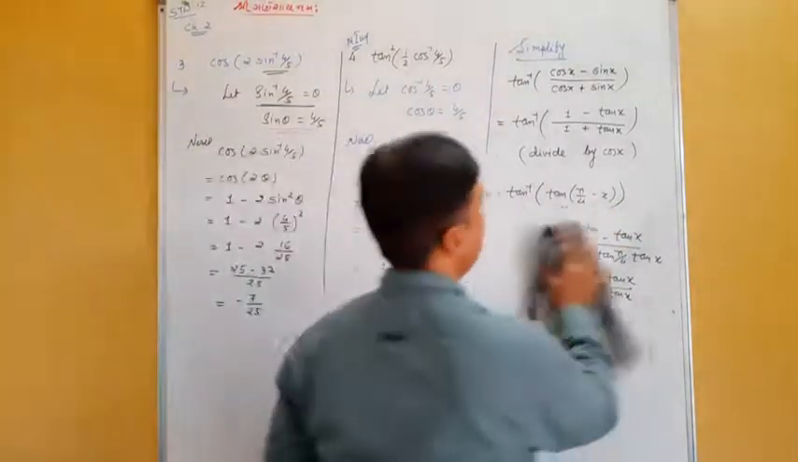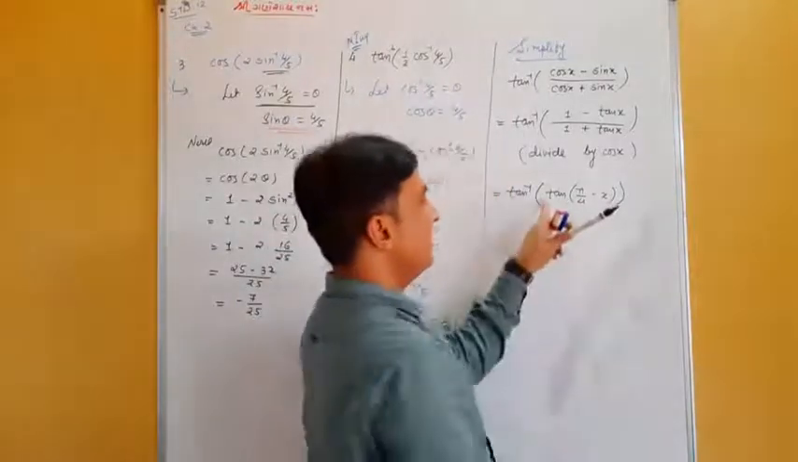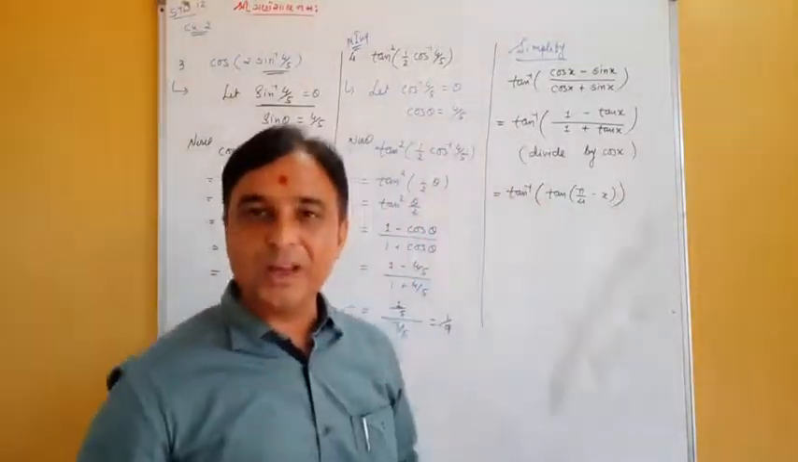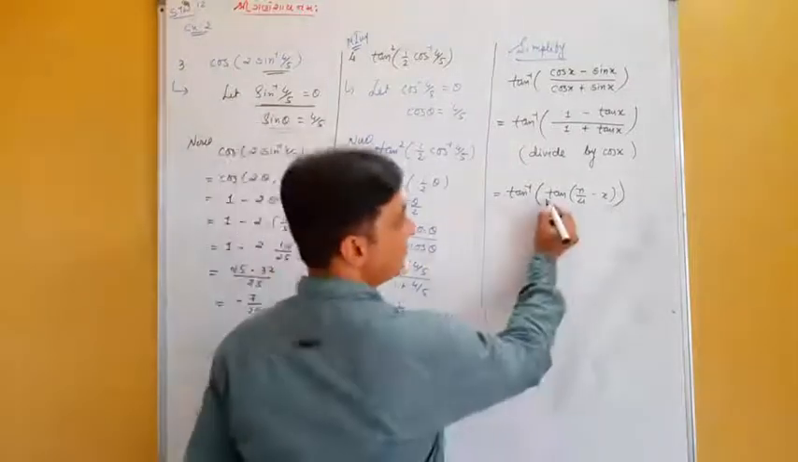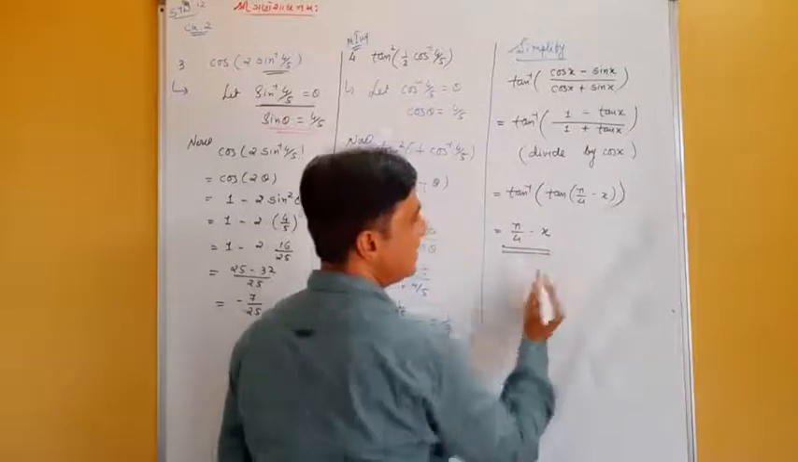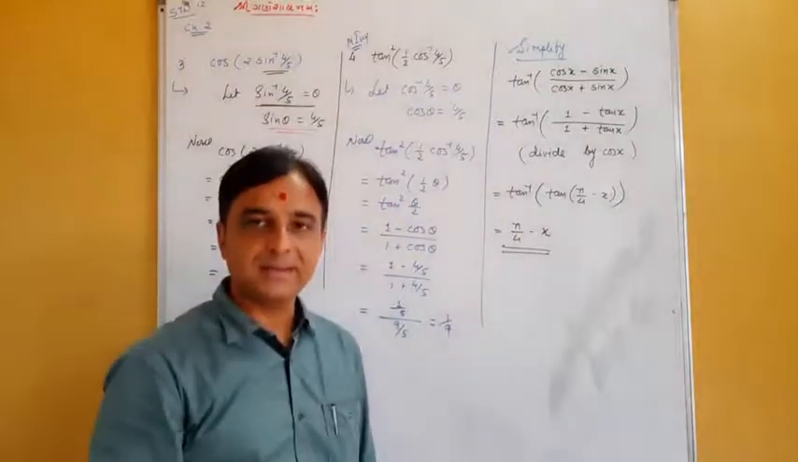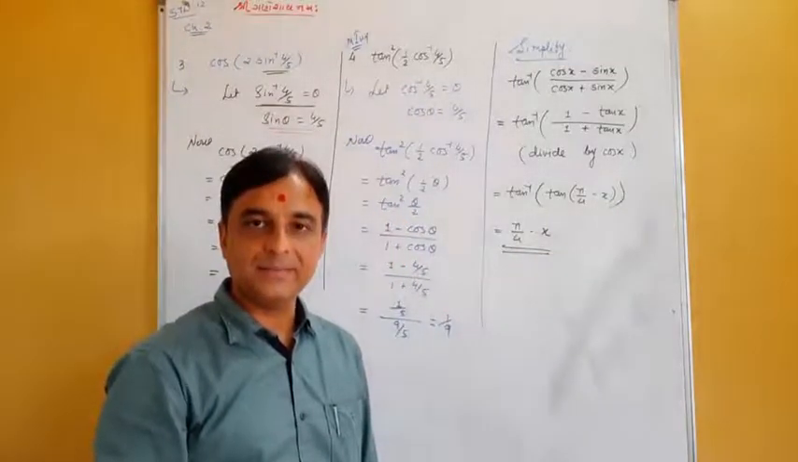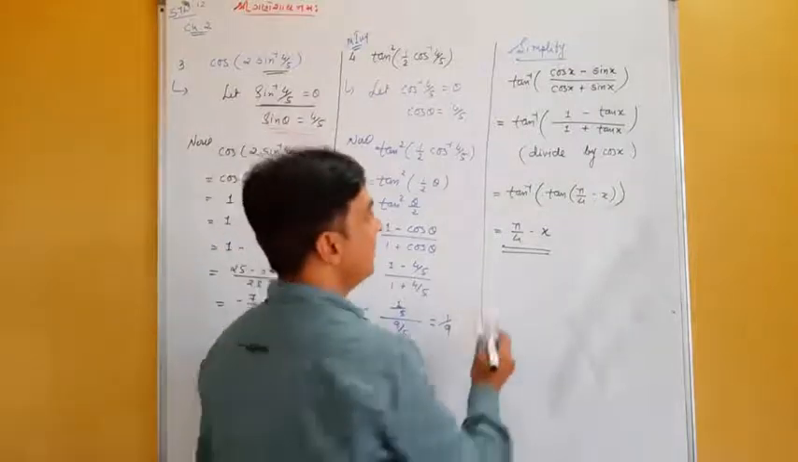So now tan inverse and tan cancel. There are no 2, 3 numbers here. So tan cancels. The answer will be pi by 4 minus x. Clear? Next, the second one.